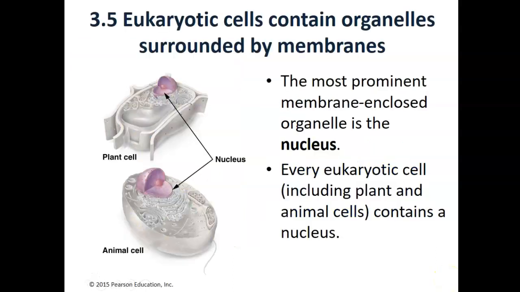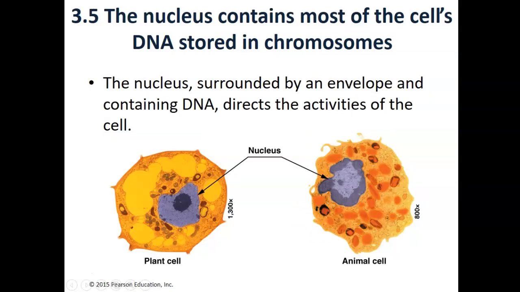There are two types of cells. One type is called a prokaryotic cell. The other one is a eukaryotic cell. The difference between a prokaryotic and a eukaryotic cell is that a eukaryotic cell has a membrane-bound nucleus. Every eukaryotic cell, including plant and animal cells, has this structure called a nucleus.